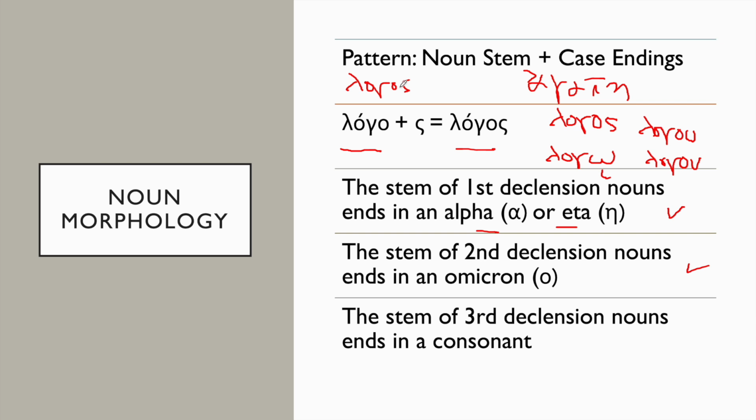But the stem of a third declension noun is a little different. It ends in a consonant. And those consonants, as we've seen with sarx and anima, react to that sigma that's being added, react to its endings. And that's what makes things tricky and difficult. So that's the first thing about morphology that we should note.